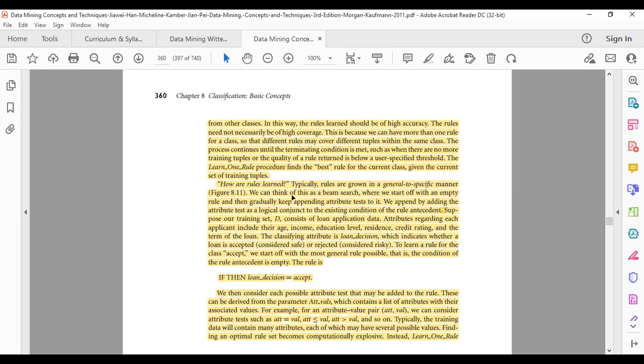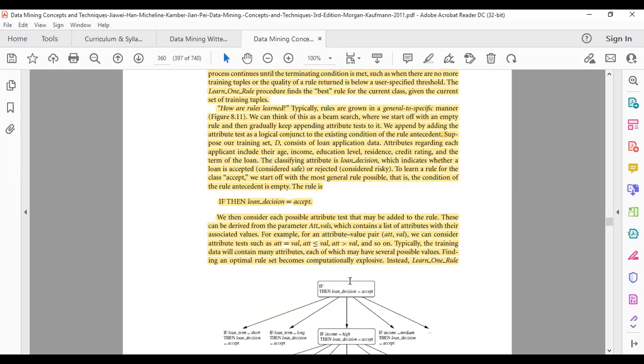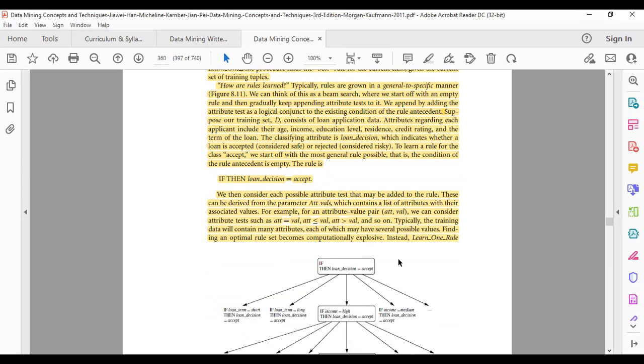So in order to learn the rules, what we do is we first of all write a blank rule. If no antecedent, only then loan decision is equal to accept. So only the consequent part is there and we have not added any condition. Now after that we have different attributes and different value pairs. For example, we have here loan term is equal to short, then loan term is equal to long. So these are different attribute values. Then this is another attribute, income is equal to high, low, medium. Similarly, there may be other attributes.